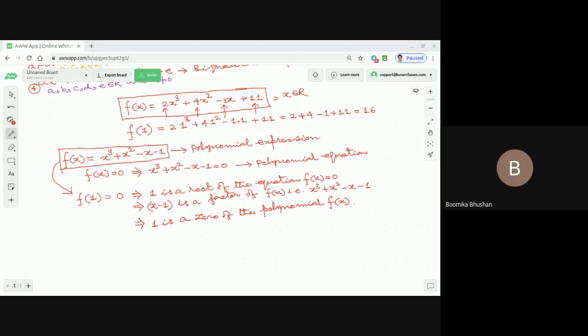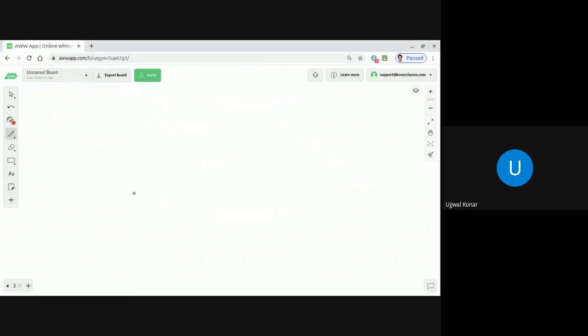Now we are mainly focusing on the factorization part, because that's what we are going to discuss in detail. Correct or not? So here what we are going to discuss is called the division algorithm. First we are going to discuss the division algorithm.